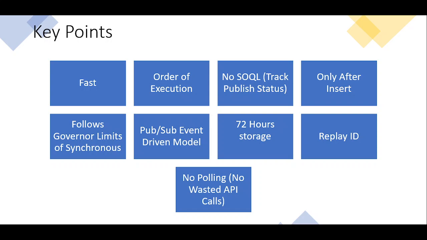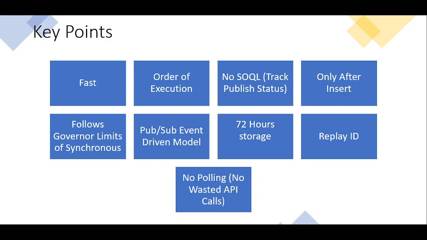And second, the order of execution here is guaranteed. So it's first come, first served. When you publish six platform events, they will be executed in the order they are received, which is a very important point to consider for platform events. And the third point is you cannot do any SOQL to check what events are being published.